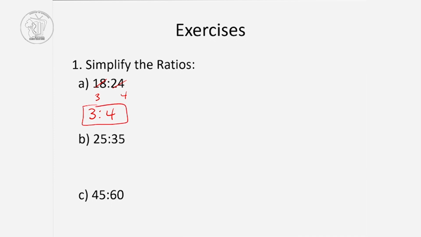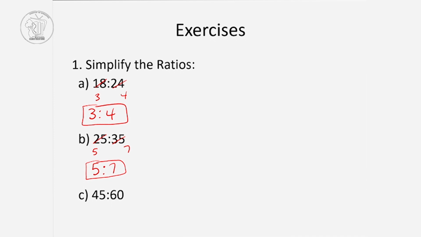Now let's look at 25 to 35. A common factor between 25 and 35 would be 5. So 25 divided by 5 would be 5, and 35 divided by 5 would be 7. So when we simplify this ratio, it would be 5 to 7.